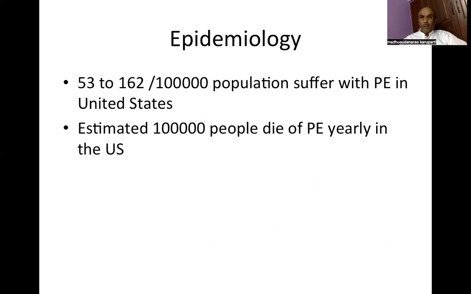Coming to the epidemiology, there is increased prevalence of the pulmonary embolism, ranging from 53 to 162 per 1 lakh population who may suffer with the pulmonary embolism in the United States. Estimated mortality in the developed countries accounts for 100,000 people dying of pulmonary embolism every year. It's very high.